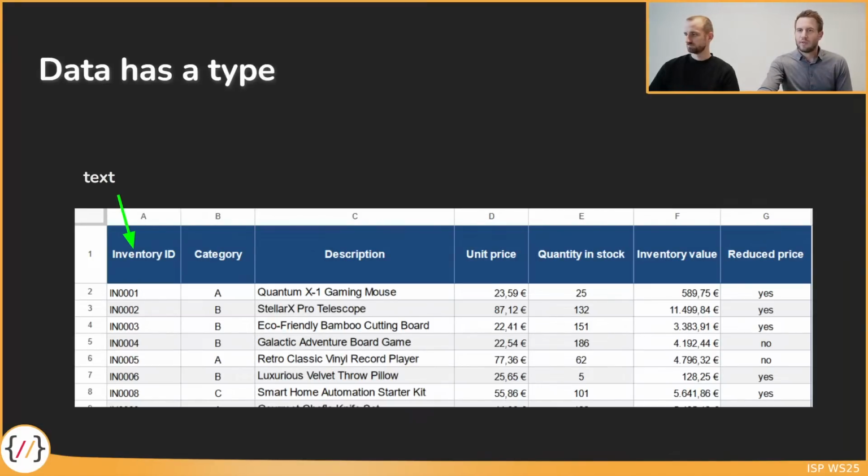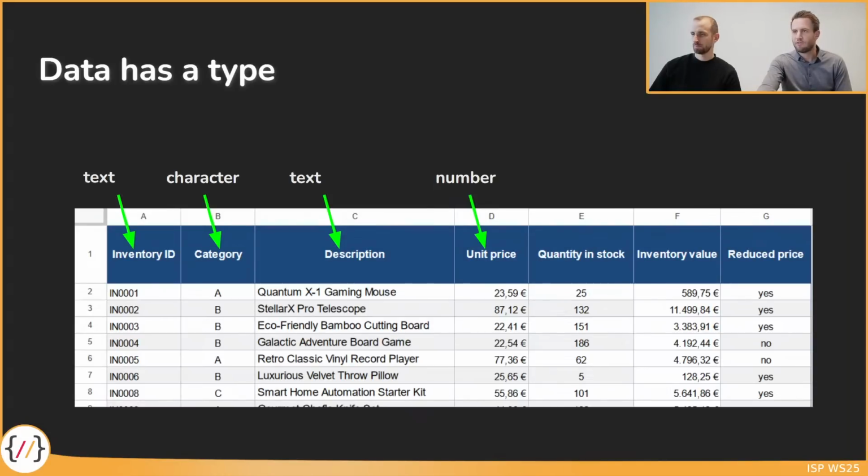The second column is the category, which is just a letter, and we say the data in this column is always a character. The third one, the description, has words followed by some specific specifications for products and so on. This is also text again. The next one is a unit price, where we can see numbers. So this is basically a number in each cell in this column.